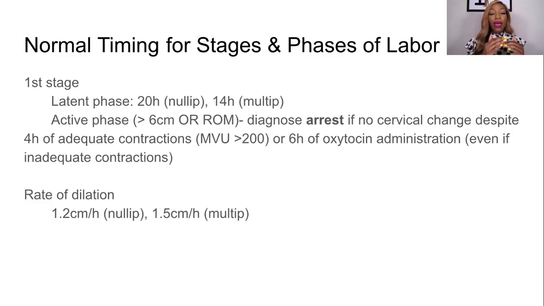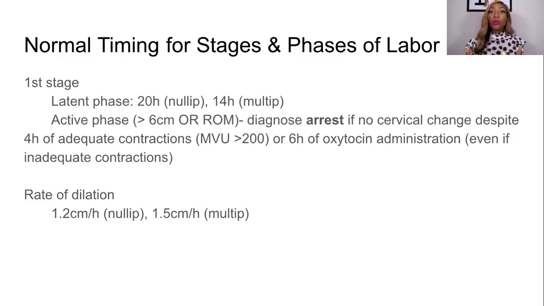So we need to have adequate, regular contractions for 4 hours, or 6 hours of administering Pitocin or oxytocin via IV to help with the augmentation or induction of labor. And if there's no cervical change at that time, we diagnose an arrest. And all this data came from the SAFE Consortium for the primary C-sections.